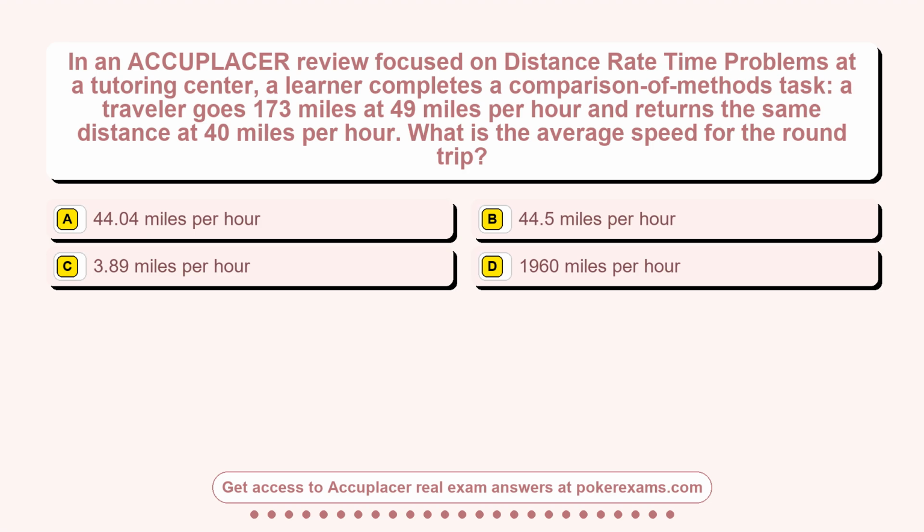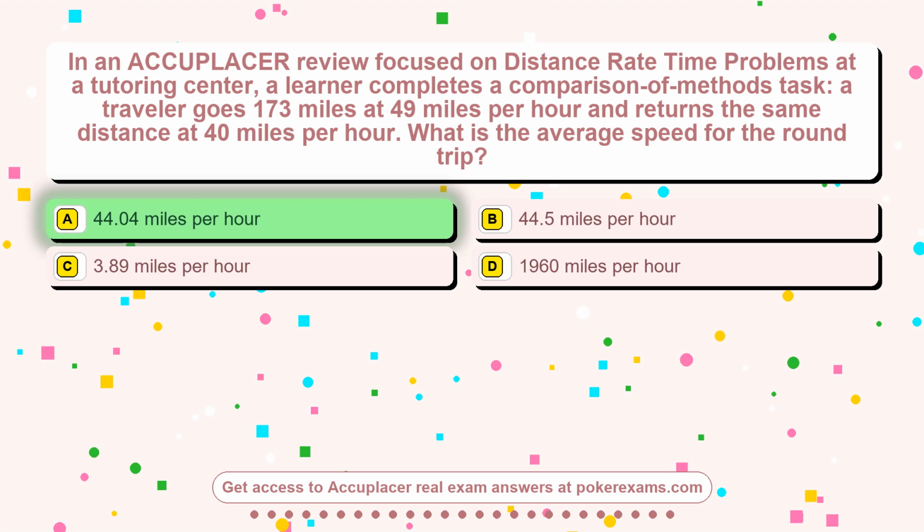Which legislation reduced reliance on the patronage system and professionalized public administration? Option A. Patient Protection and Affordable Care Act. Option B. Pendleton Civil Service Reform Act. Option C. Immigration and Nationality Act of 1965. Option D. Social Security Act. The correct answer is option A, 44.04 miles per hour.